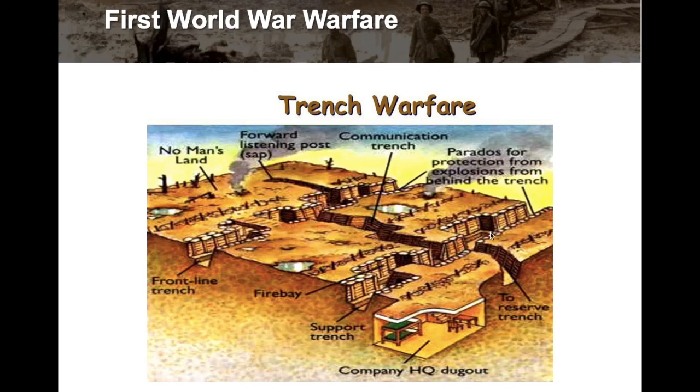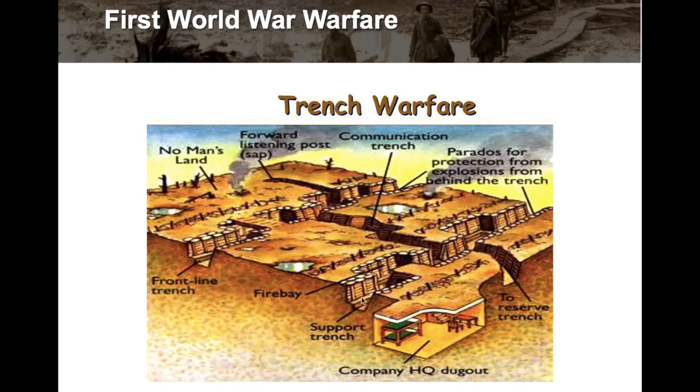Then you had a support trench in the back, and that would have a communication trench. How would you get up to the front line? You have to go through this kind of a trench. You wouldn't jump up here because you might get shot. So they would move through that.